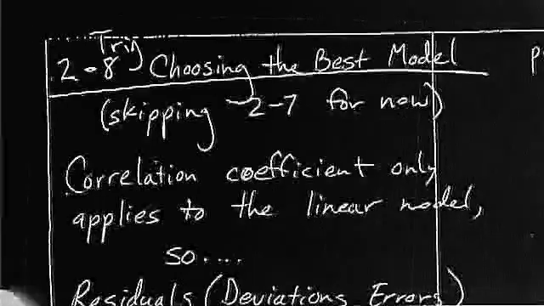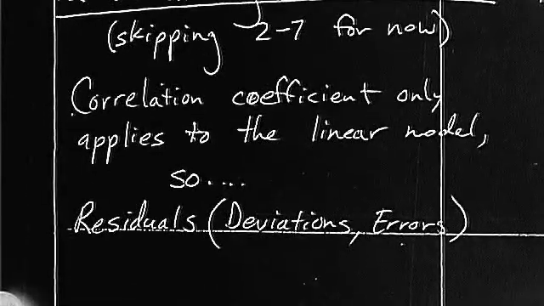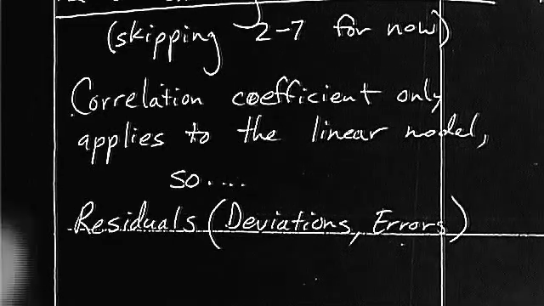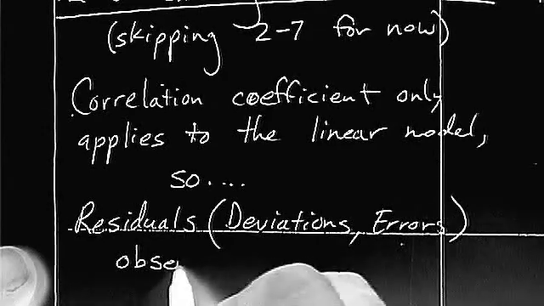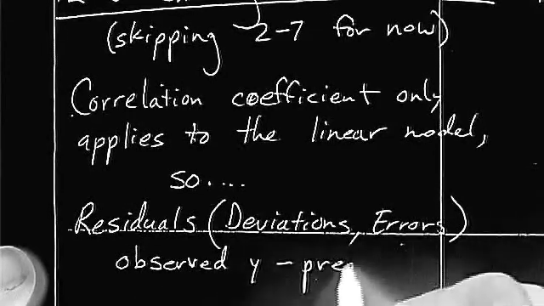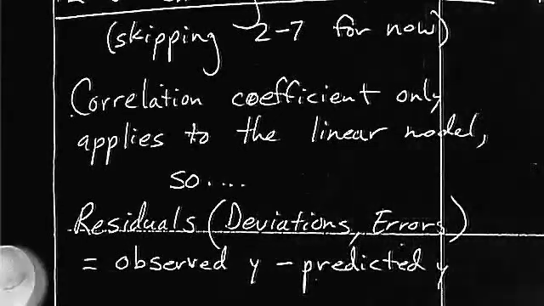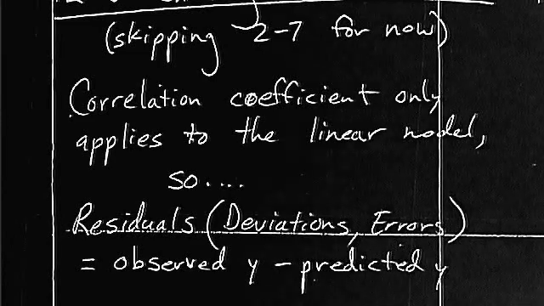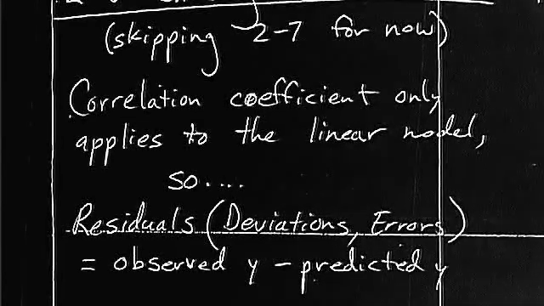We have to use residuals. We've talked about how that's the same thing as deviations or errors. And we know that that is the observed y value minus the predicted y value. That's the formula for doing it, and we've done it with lists, and you should remember that.